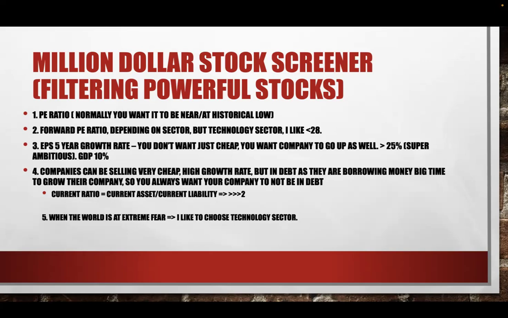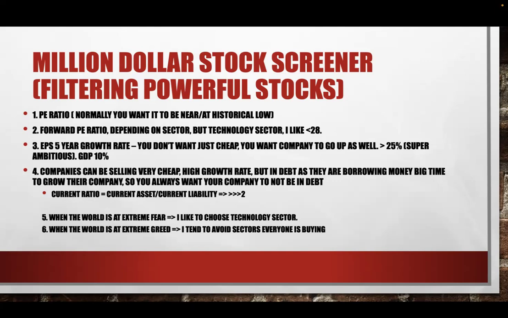Next, when the world is at extreme fear, I like to choose technology stocks. When the world is at extreme greed, I like to avoid sectors that everyone is buying. Okay. Now, I'm not just going to give you things in theory. I like to do it together with you, practically. And that's what we're going to do right now. We're going to do things practically.